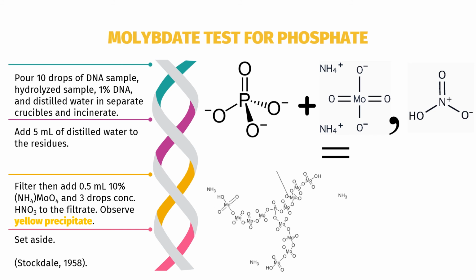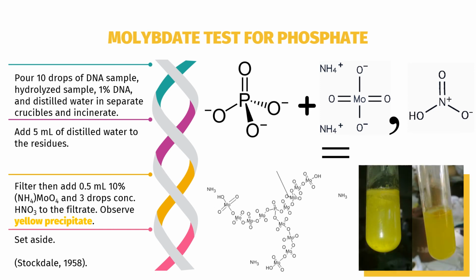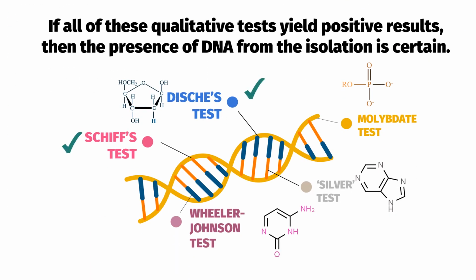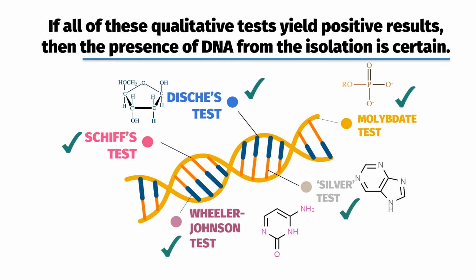First, we incinerate hydrolyzed and unhydrolyzed samples and controls in separate crucibles, followed by addition of water and then filtration. The filtrate is mixed with ammonium molybdate and nitric acid. Expect yellow precipitate in all except the negative control. If all of these qualitative tests yield positive results, then the presence of DNA from the isolation is certain.